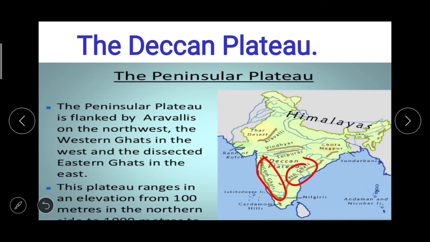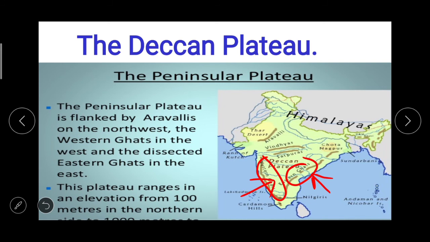The mountain ranges of the Vindhya and Satpura are located to the north of the Deccan Plateau. The Sahyadri mountain ranges are to its west, and they are also known as the Western Ghats here. To the west of the Sahyadris is the coastal region of Konkan and Malabar. The mountains on the eastern side of the Deccan Plateau are known as the Eastern Ghats here.